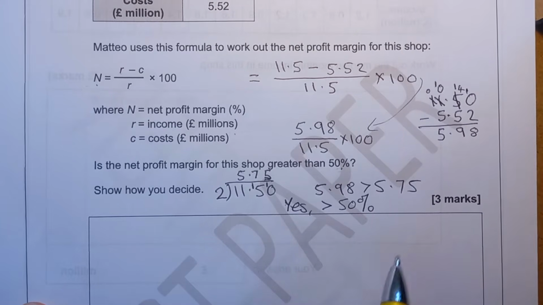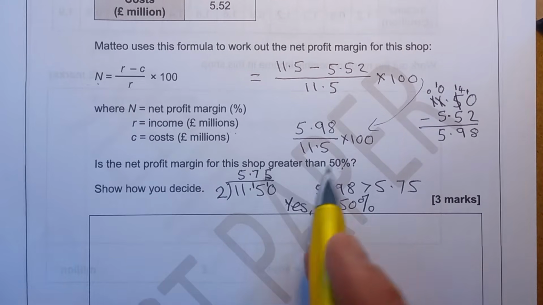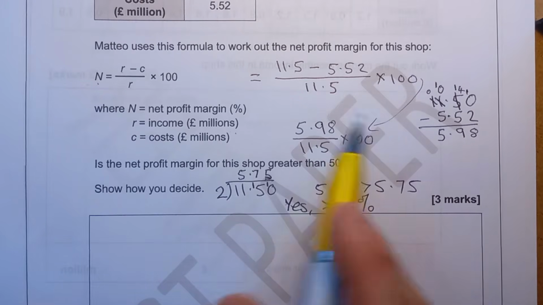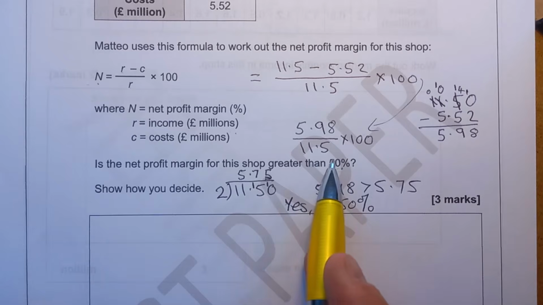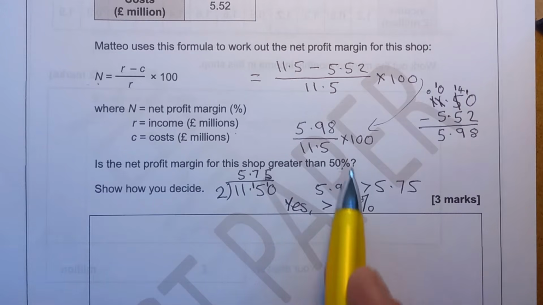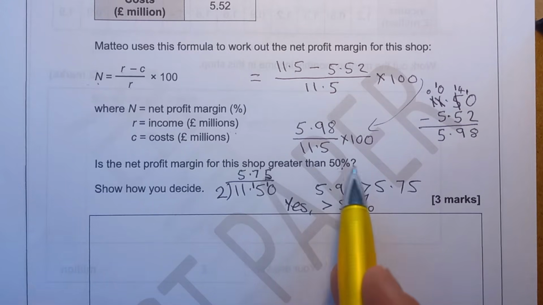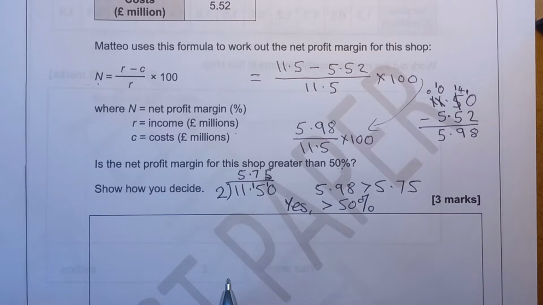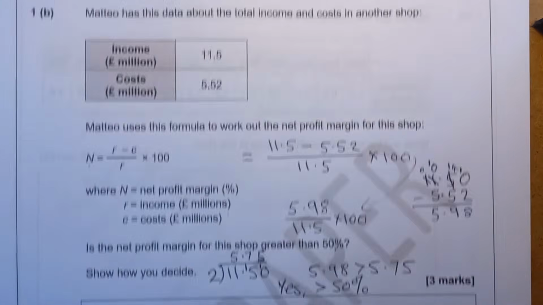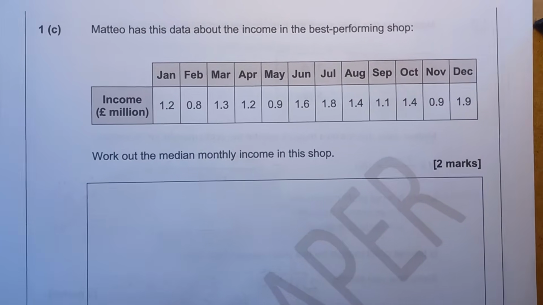Okay. Might take a little bit of thinking, this. So what we're saying is basically to do the full calculation is going to be a bit complicated. I don't want to divide 5.98 by 11.5. So instead what we're saying is, well, let's use the 50%, see what value we'd need to have at the top. We get that that's 5.75 and then compare it to what we had.